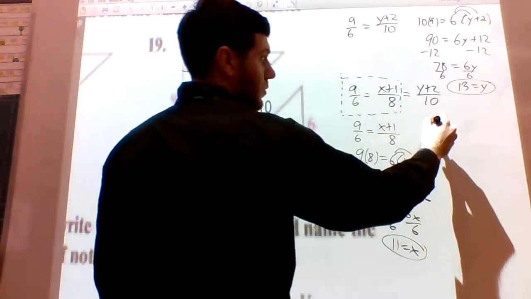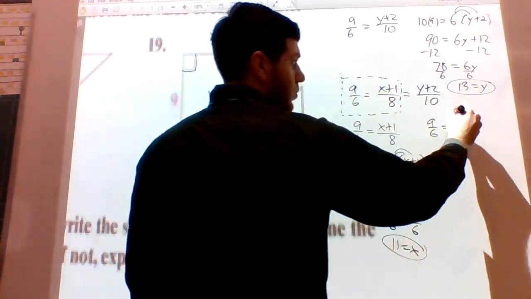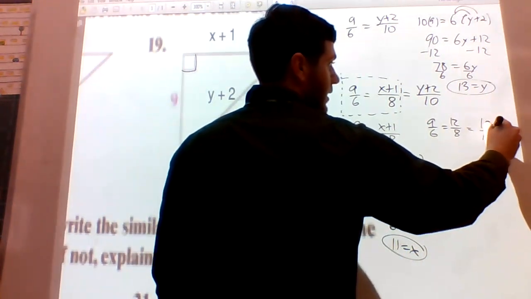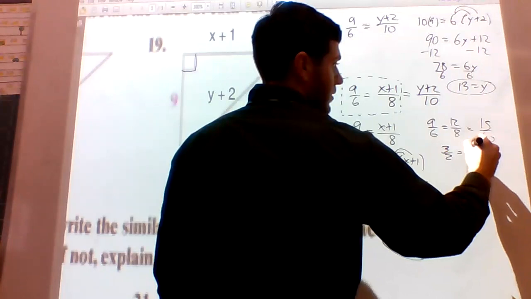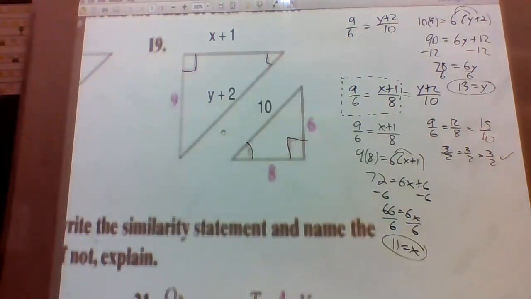Okay, so we can substitute these back in. 11 plus 1, so we have 9 over 6. That's 11 plus 1 is 12 over 8. 13 plus 2 is 15 over 10, which gives us 3 halves, 3 halves, 3 halves. So we know we have the right answers because all of those equal each other. Okay, last two, 20 and 21.